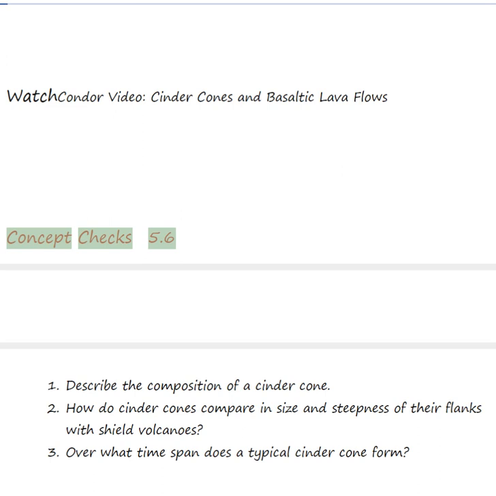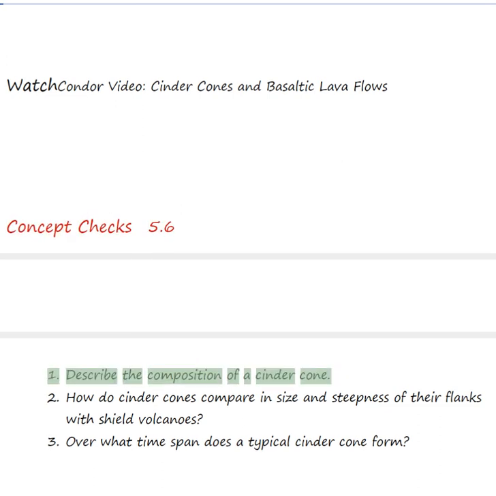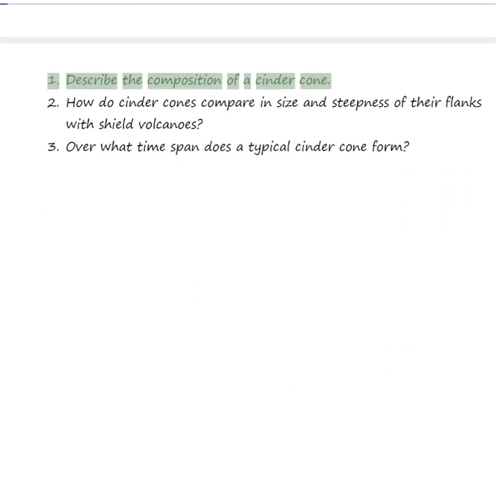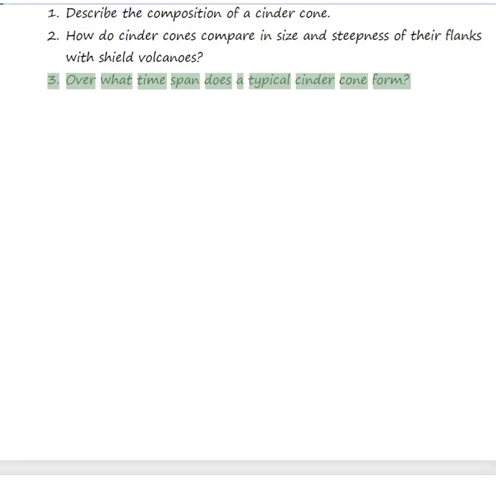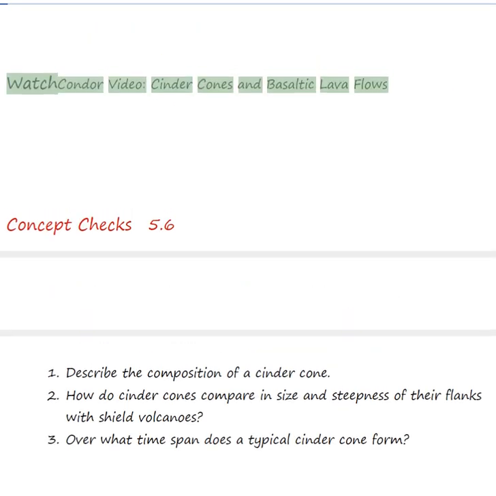Concept checks 5.6. 1. Describe the composition of a cinder cone. 2. How do cinder cones compare in size and steepness of their flanks with shield volcanoes? 3. Over what time span does a typical cinder cone form? Watch Condor video, Cinder Cones and Basaltic Lava Flows.